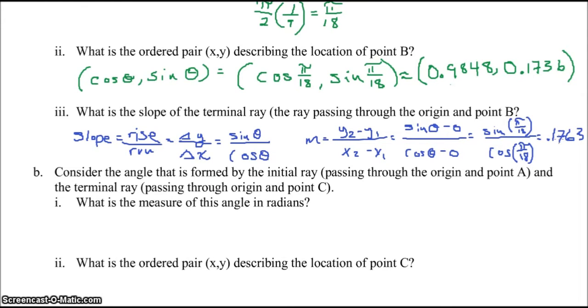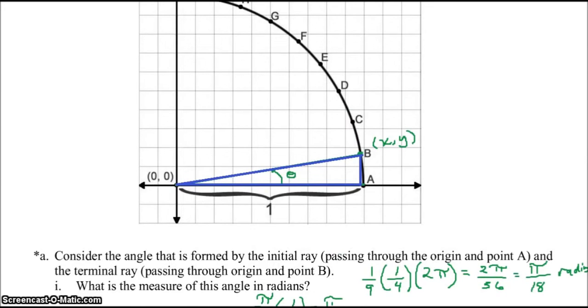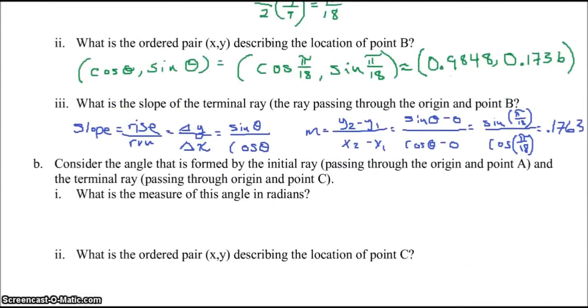Consider the angle that is formed by the initial ray passing through the origin at point A and the terminal ray passing through the origin at point C. Let's go take a look at that. Now we're interested in this angle here. What is the measure of this angle in radians?